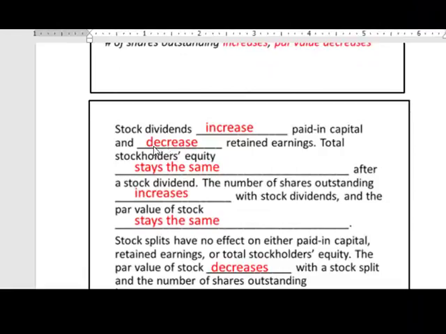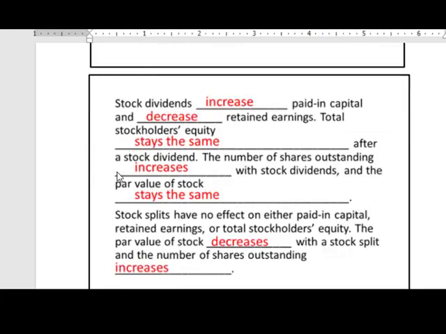However, the number of shares outstanding increases with stock dividends because we're issuing new shares of stock to our existing stockholders, but the par value stays exactly the same. So par value only changes with a stock split.